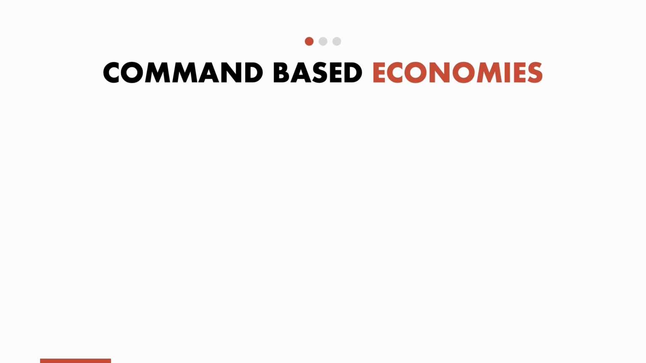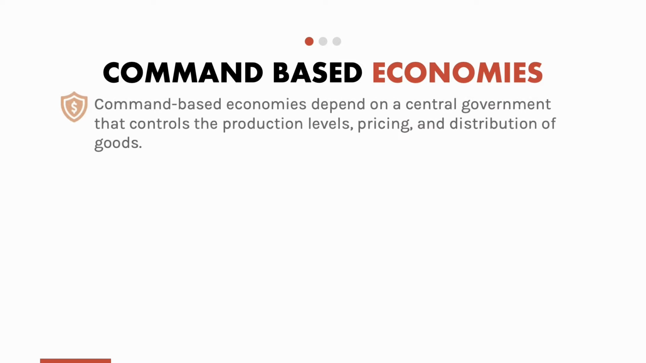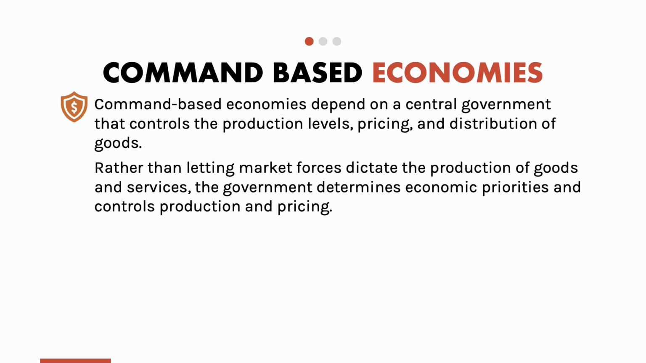So let's move on to the second type of economy, command-based economies. So command-based economies rely on the central or federal government to make decisions based on products and services. So instead of the market deciding the supply and demand of products and services, the government takes ownership of decisions on product or service supply, pricing, and distribution.